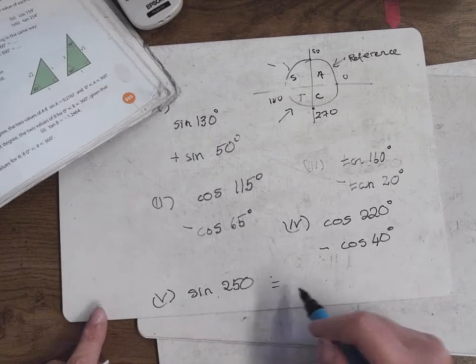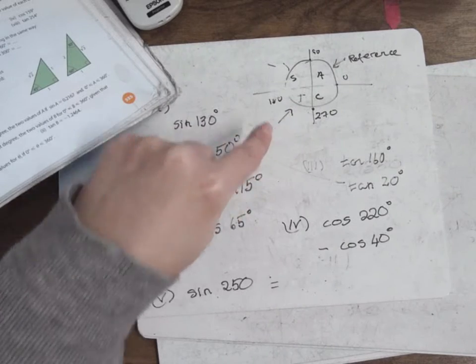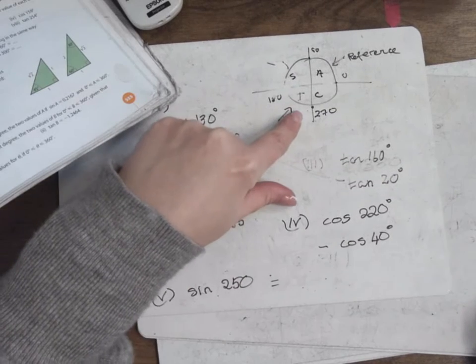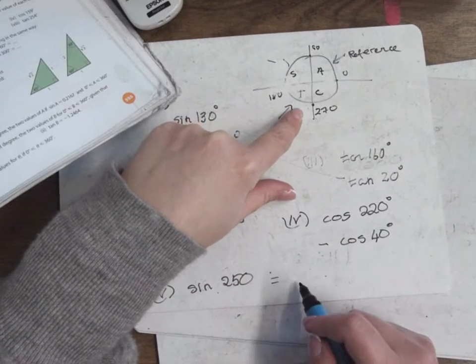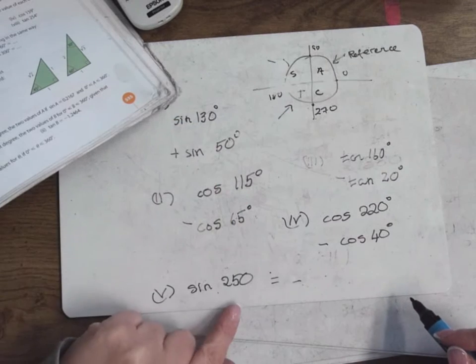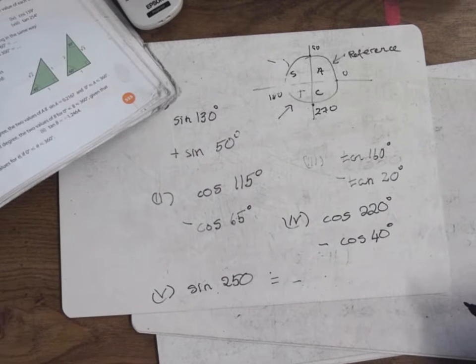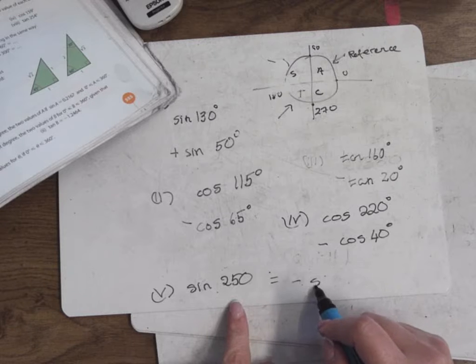Okay, next one is part 5, sine of 250. So you have to figure out where is 250. It's in here again, isn't it? Now, is sine positive or negative in here? Negative. The only one that's positive is tan, isn't it? Reference angle, the angle take away 180. What's my answer? 70.